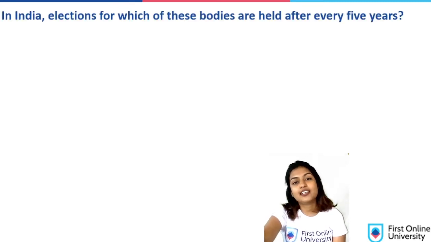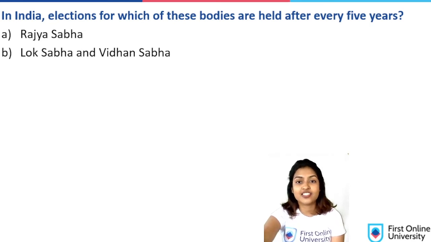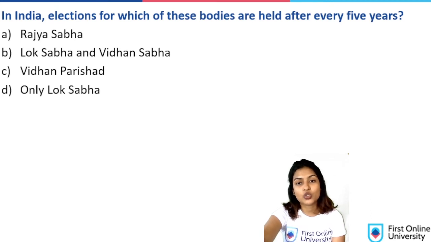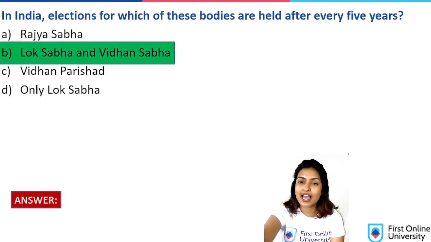In India, elections for which of these bodies are held after every 5 years? A. Rajya Sabha. B. Lok Sabha and Vidhan Sabha. C. Vidhan Parishad. D. Only Lok Sabha. So, the answer is Lok Sabha and Vidhan Sabha. That is at the center and the state.